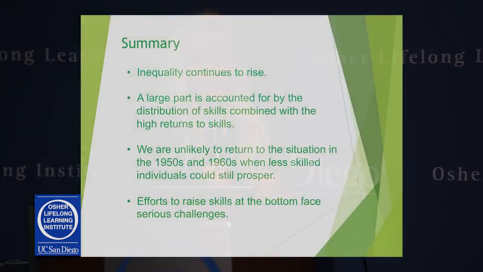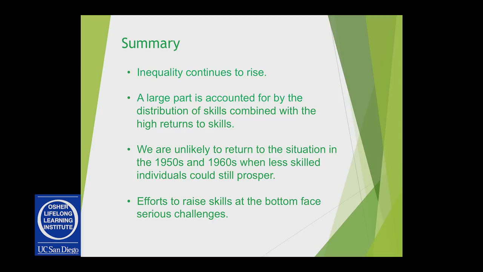So to summarize, inequality continues to rise. A large part is accounted for by the distribution of skills combined with the high returns to skills. There are other issues, like CEO pay, all of that kind of thing I haven't touched on just for time constraints, but the skill distribution is a big part of it.